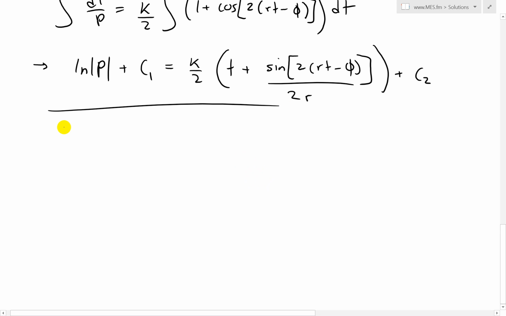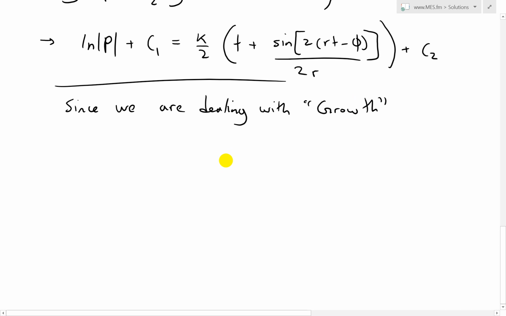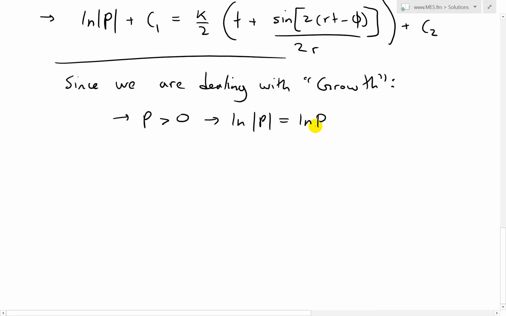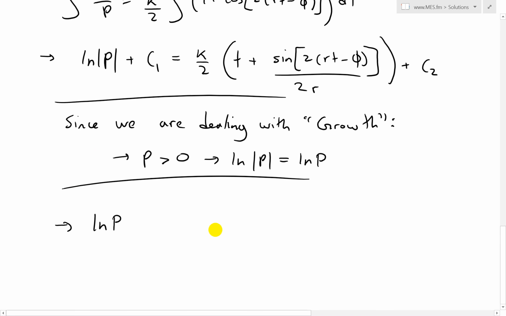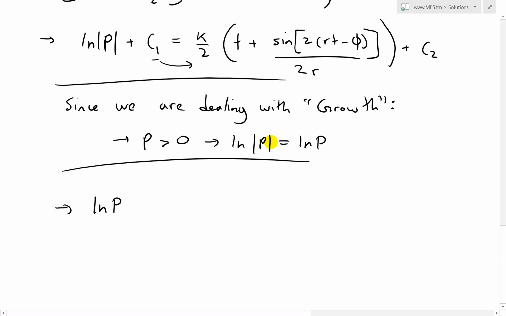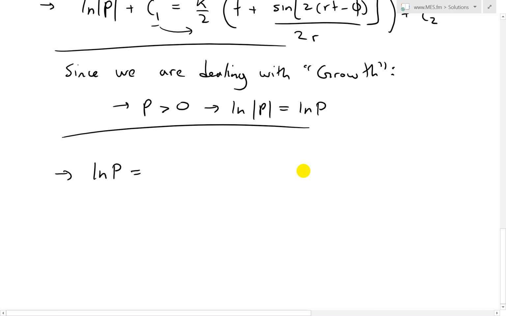So now what I want to do is, since we are dealing with growth, we don't need to look at the absolute value. Dealing with, I'll put quotation marks, growth, we're not going to look at a population that's negative. So p is greater than 0, and what we have is ln absolute value of p is going to be equal to ln p, because this is greater than 0. So we could just write this down as ln p, and also move this c1 onto the other side and combine the two, and I'll do that soon.